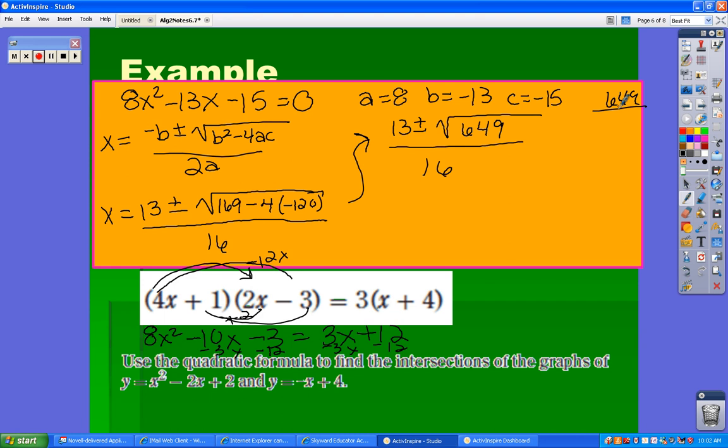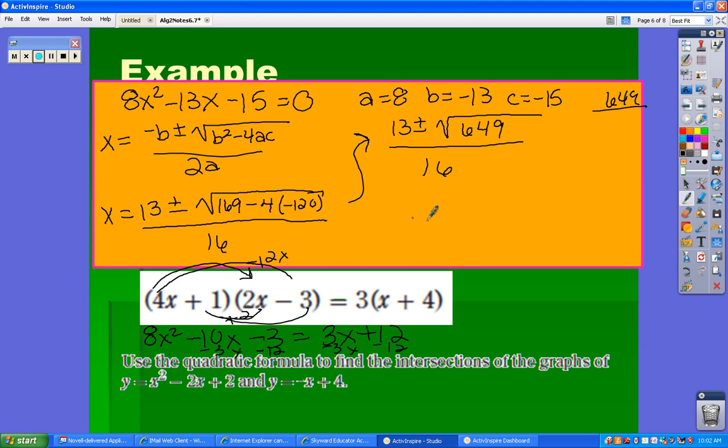36. I'm still not finding anything. 49. 64. I'm almost done trying here. I don't think anything works out nicely there.